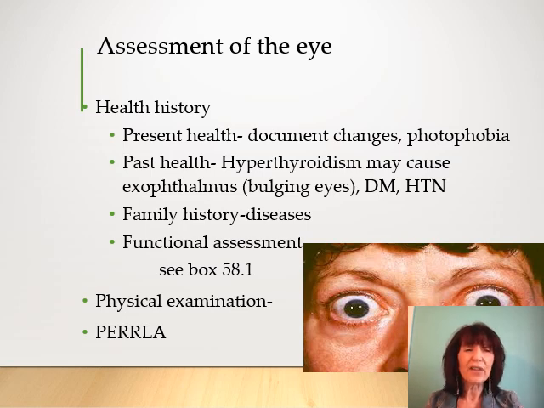So when we take the health history of our patients, we want to talk about how's their present health. Have they had any changes? Are their eyes drier? Do they have blurred vision? Do they see rings around things, or maybe especially at night? Do they have photophobia? Now, photophobia is where you're sensitive to light. That can occur in some disease processes as well, like meningitis specifically, or encephalitis. They get photophobic, sensitive to light.